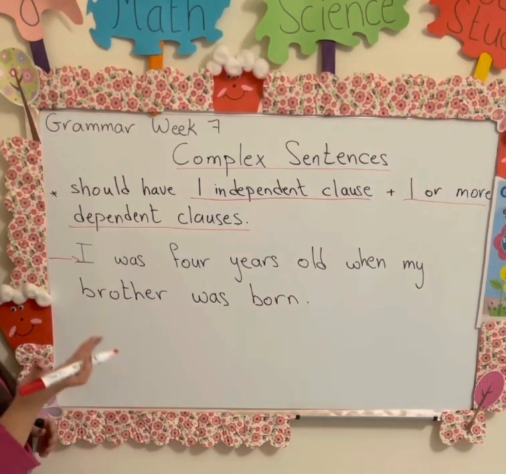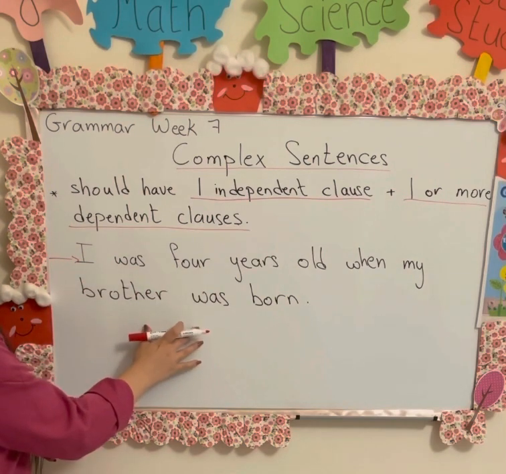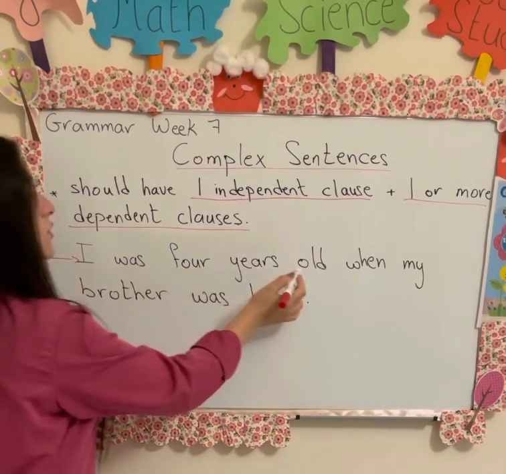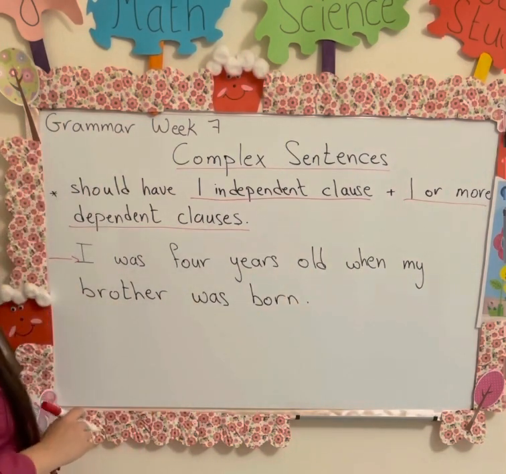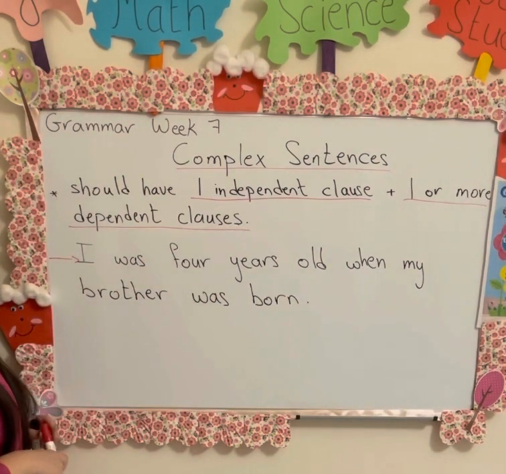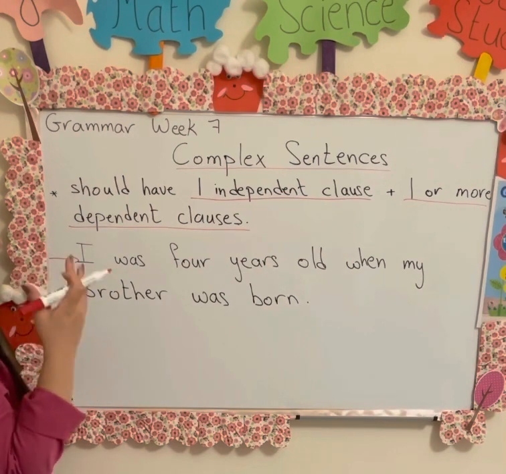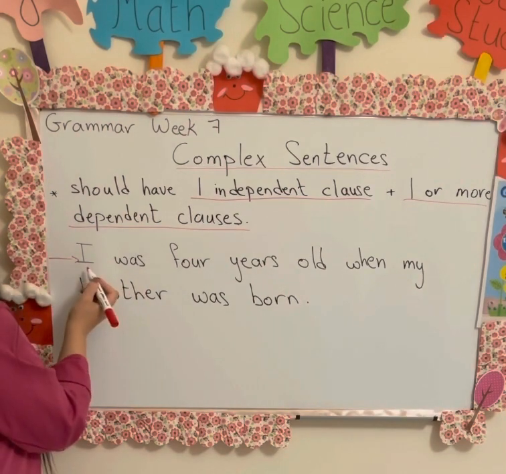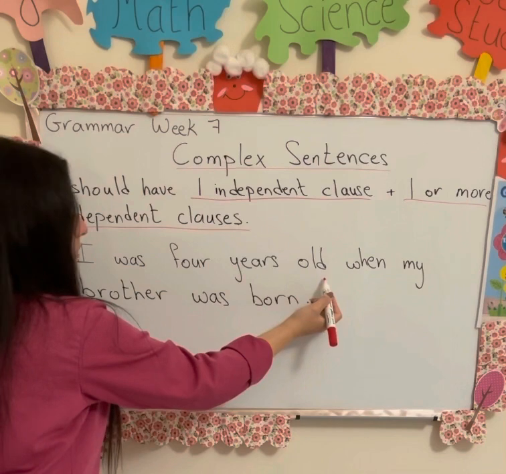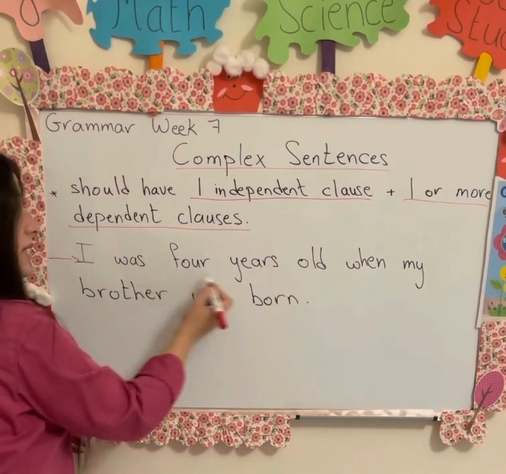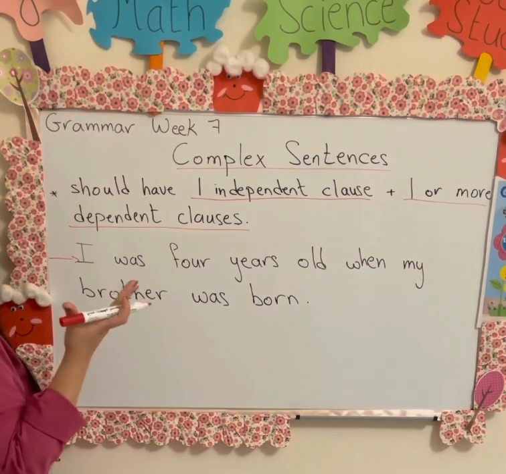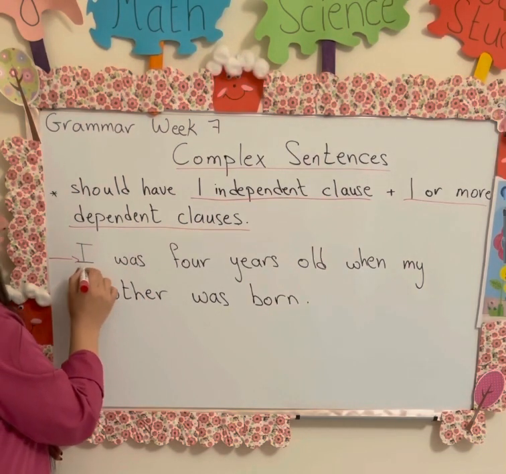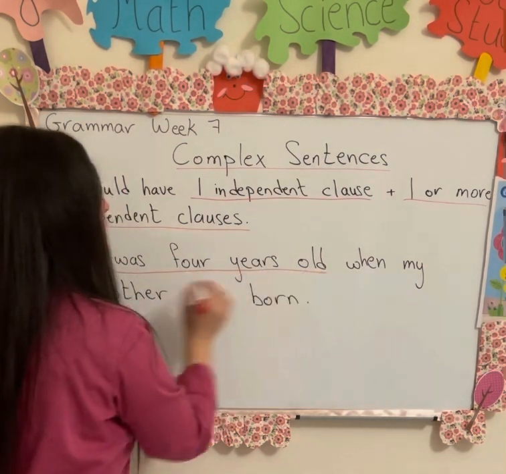So for example, we have this sentence: I was 4 years old when my brother was born. Is this a complex sentence? First, let's try to figure it out. Here we have "I was 4 years old." This makes a complete meaning, a complete thought, a complete idea. So this is the independent clause.